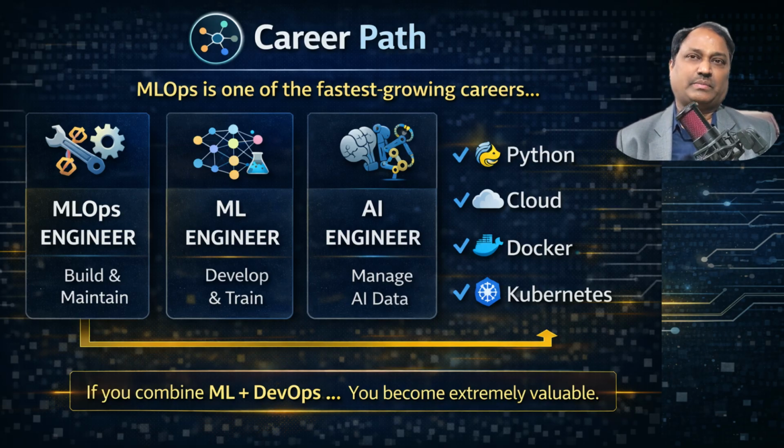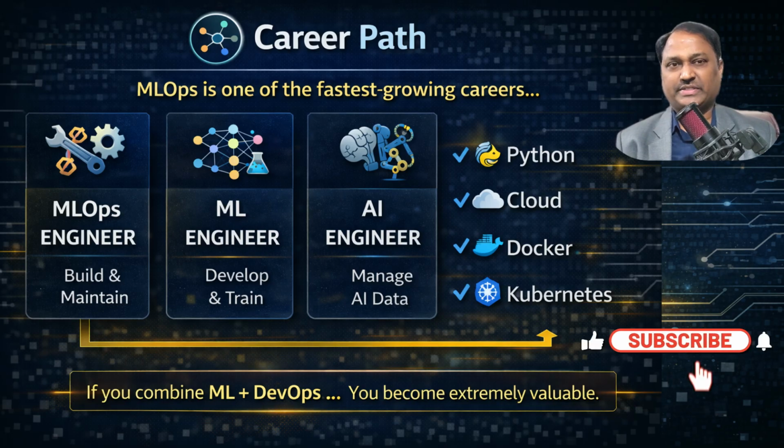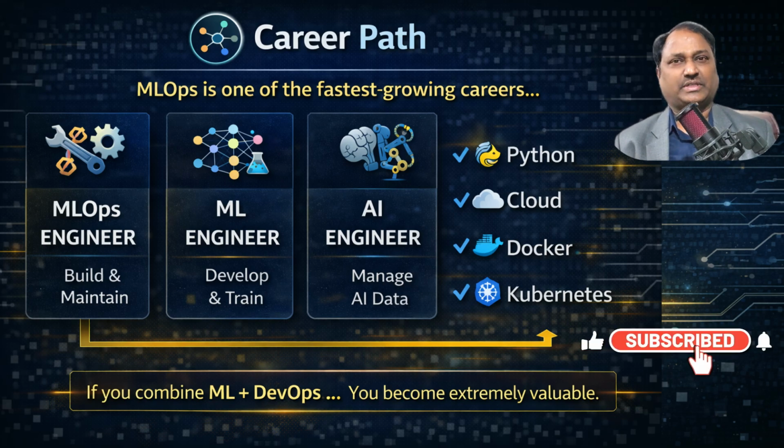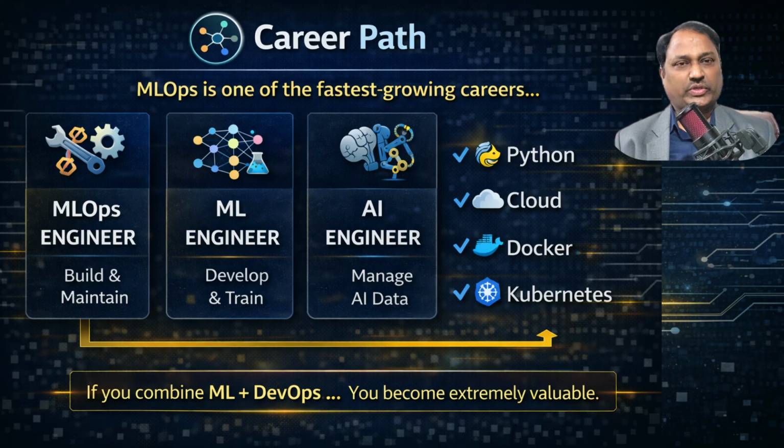Skills you need to learn. Python, a widely used programming language for building machine learning models and automations. Cloud, any cloud, Azure, AWS, GCP, provides a scalable infrastructure to store data, train models, and deploy ML systems. Docker enables packaging applications and models into containers for consistent deployment. Kubernetes automates deployment, scaling, and management of containerized applications. So if you combine machine learning and DevOps, you become extremely valuable.